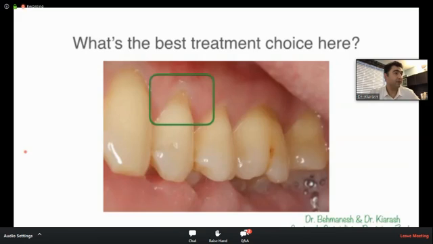Let me get the poll, and whoops, and we're going to launch the poll. Sorry about that, I gave you the wrong poll again. And here it is. What kind of treatment would you utilize? This is the maxillary first premolar.